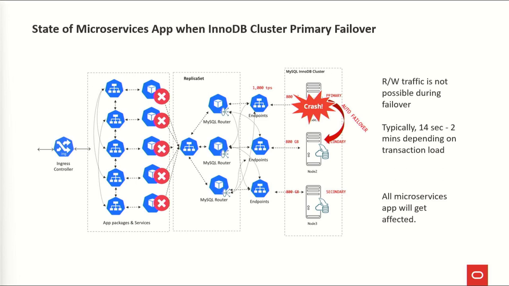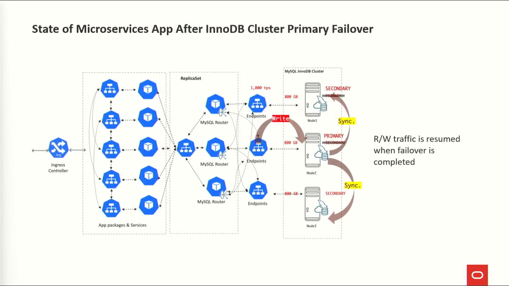If there is any crash in the primary node and there will be a failover, then all these services will get affected until the new primary node is available. Once the primary failover is completed, then the microservice will be able to do DMLs or connect to the primary node through the MySQL router over here, and read-write traffic is resumed when the failover is complete.